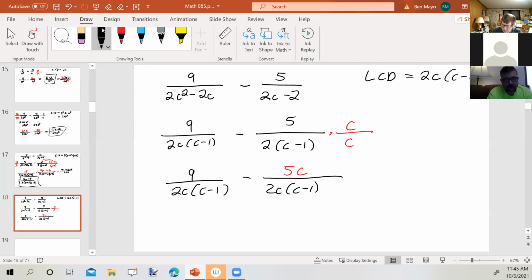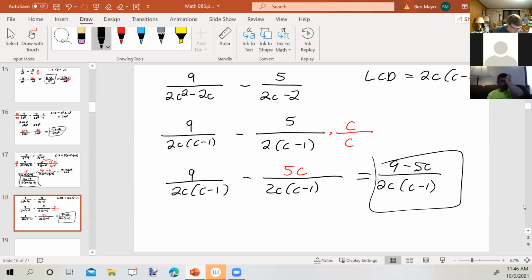Now that I'm subtracting two fractions with the same denominator, I'm going to subtract the numerators over the common denominator. There's nothing I can do to factor the numerator to try and reduce it down. So again, that should be my final answer. Okay, let's see here. We good to go on?